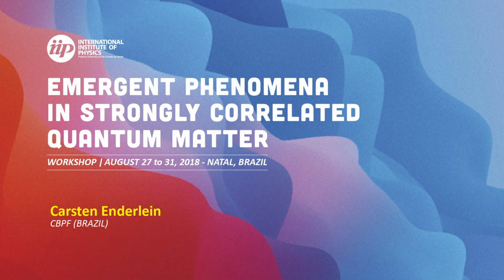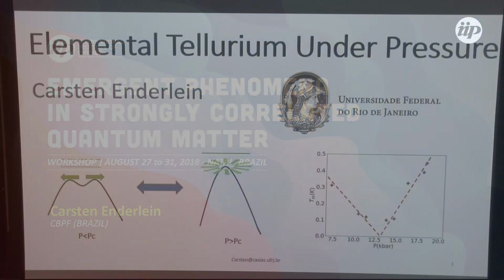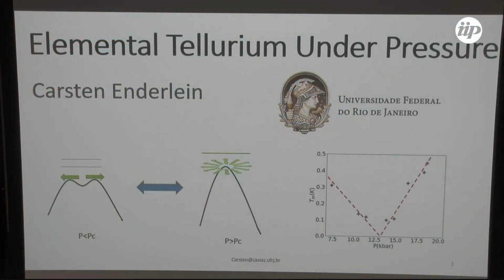Okay. So this talk will be about tellurium. Tellurium is a very interesting material. It has a very strong spin-orbit coupling, which is the reason why it is one of the major building blocks for many topologically interesting materials. Here it's about elemental tellurium. Elemental tellurium has quite an interesting crystal structure, as you will see later.